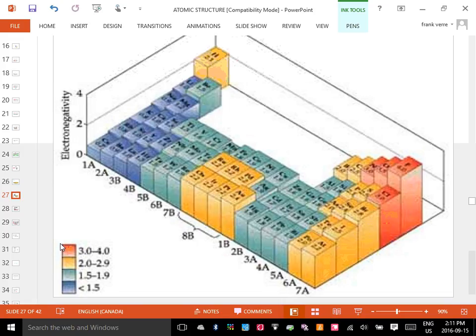It's out of 4. 4 is the highest. So the higher the number, the higher the affinity for taking an electron. It's like if you think of a tug of war, it has a stronger pull on the electron. As you move towards 0, you have a weaker ability to get an electron. So you can see that the low electronegativity is on the left side, and the higher ones are on the right side. Now, question is why?